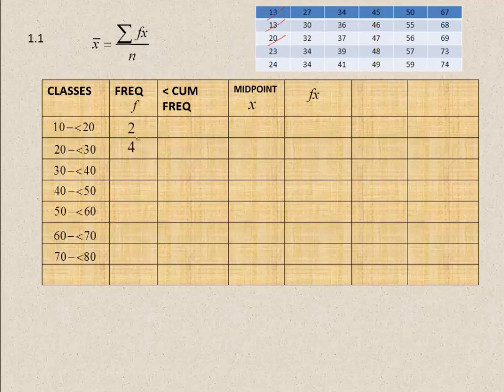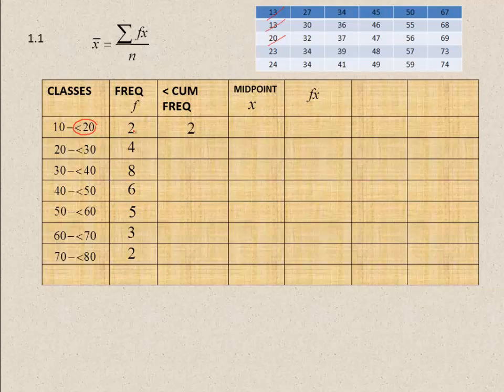In any case, I have frequencies of 2, 4, 8, and when I add these up, I should get the total that I'm dealing with, and the total will be the sample size. The next column that I need to fill in is the less than cumulative frequency. Ask yourself a very, very simple question. How many fall in the category that are less than 20?